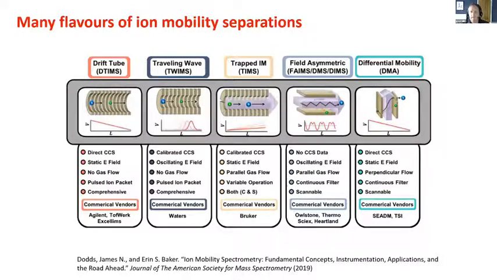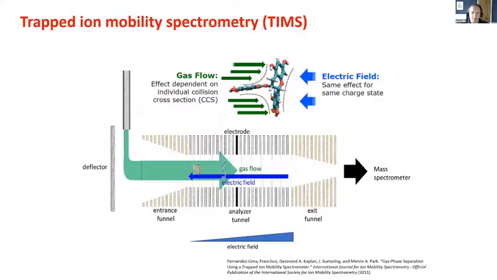And I think it's worth pointing out now that we're in the very nice position that there are commercial implementations of all of these strategies, and they're really becoming, it seems, more and more popular as a way to achieve an additional level of separation in combination with mass spectrometry. But yeah, so the one I want to talk about primarily is trapped ion mobility.